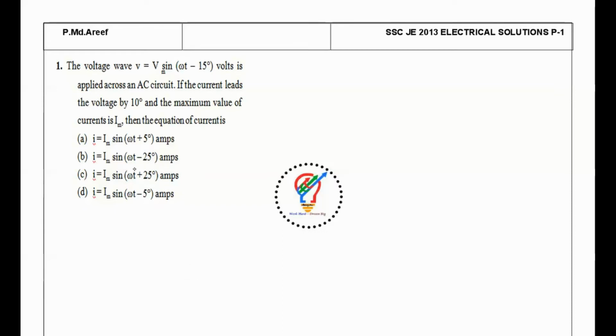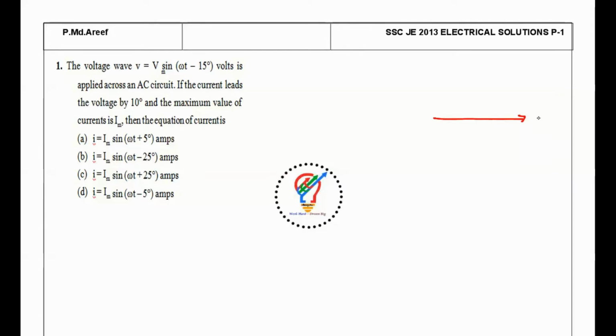Now we will discuss the previous SSC JE 2013 electrical solutions. The first part here is a voltage wave V is equal to Vm sin omega t minus 15 volt applied across an AC circuit. If the current leads the voltage by 10 degrees and the maximum value of current is Im, then the equation of the current follows. So in order to solve this problem, I will choose a reference line here.